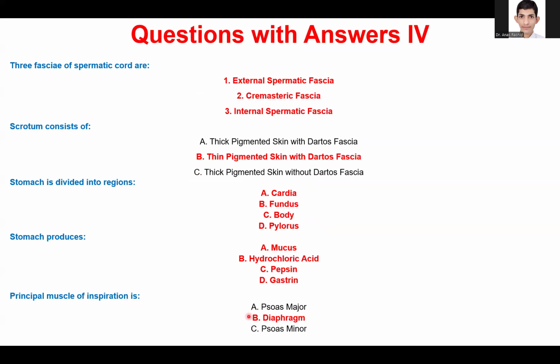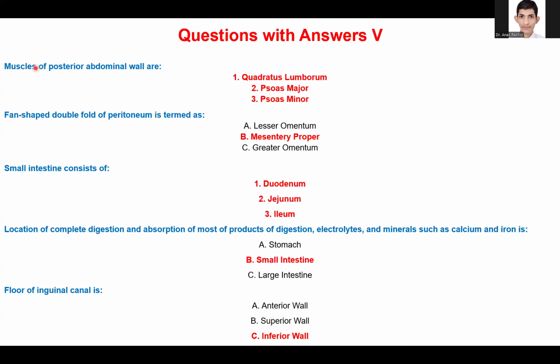The principal muscle of inspiration is the diaphragm. Muscles of the posterior abdominal wall are the quadratus lumborum muscle, psoas major muscle, and psoas minor muscle. The fan-shaped double-folded peritoneum is termed the mesentery proper. The small intestine consists of the duodenum, jejunum, and ileum. The location of complete digestion and absorption of most products of digestion, electrolytes, and minerals such as calcium and iron is the small intestine. The floor of the inguinal canal is the inferior wall.